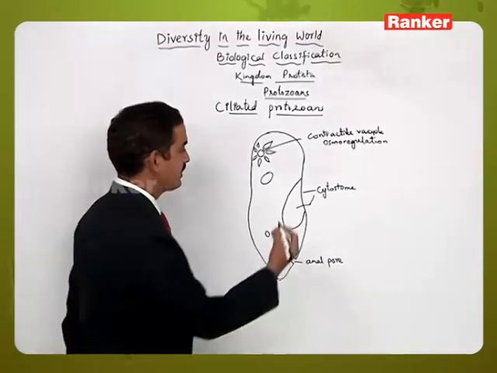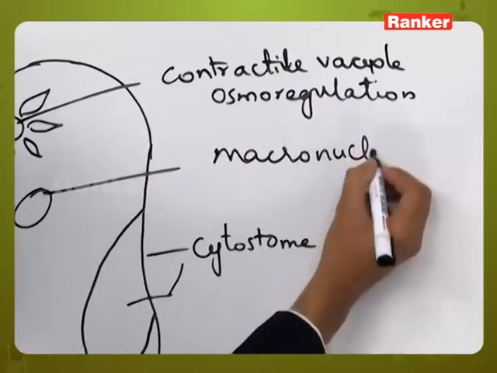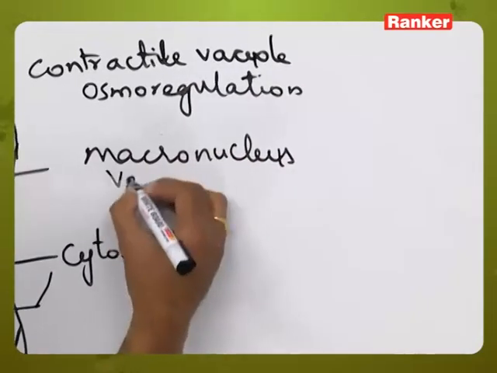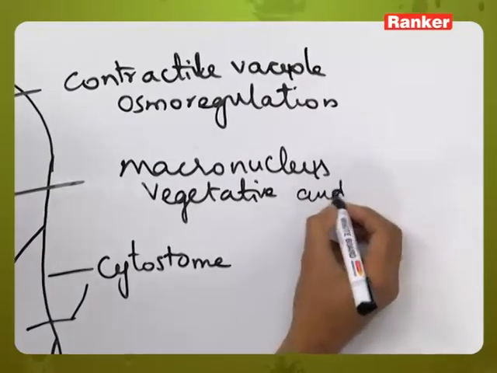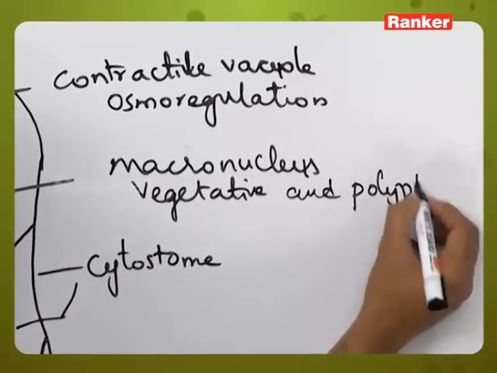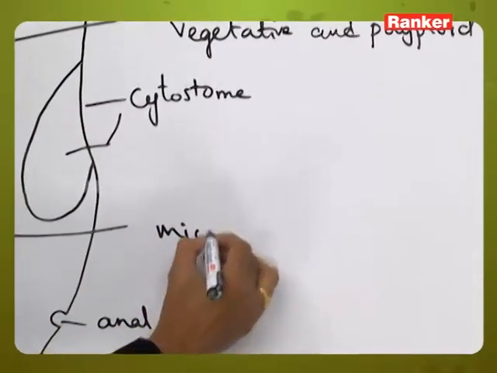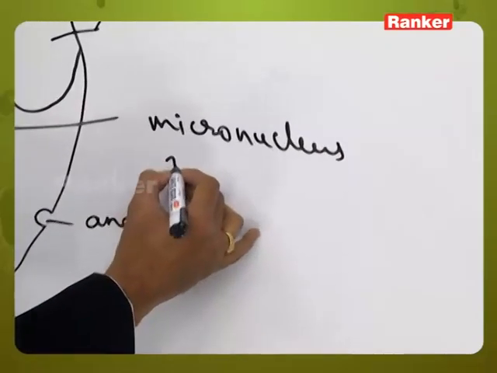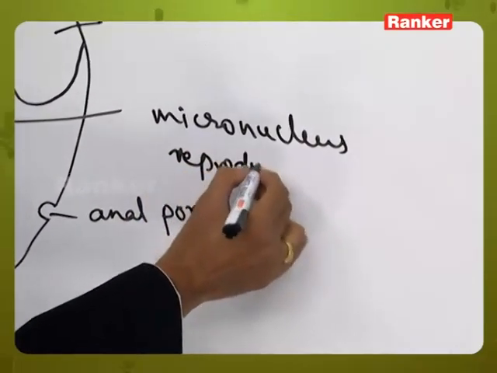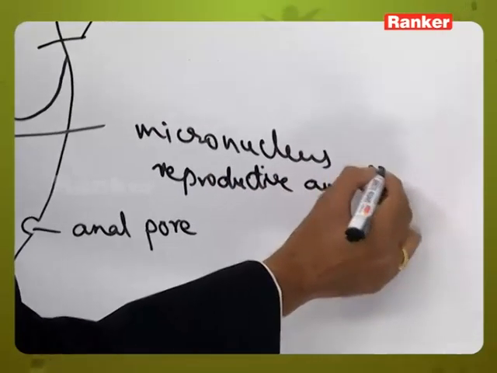The larger one is called the macronucleus, which is concerned with the vegetative functions, and it is polyploid in nature. Whereas the smaller one is called the micronucleus, which is concerned with the reproductive process and is diploid in nature.